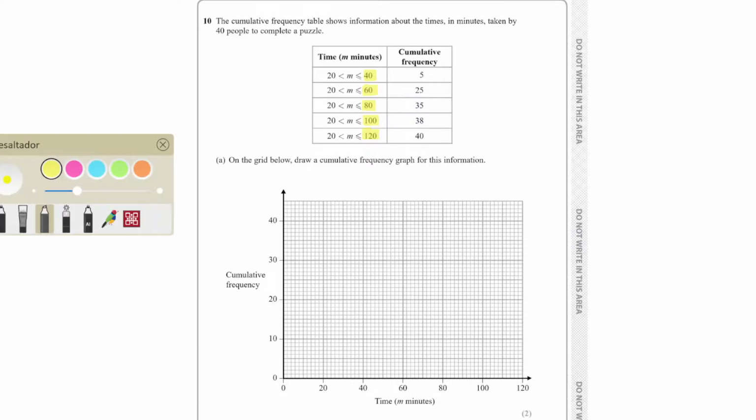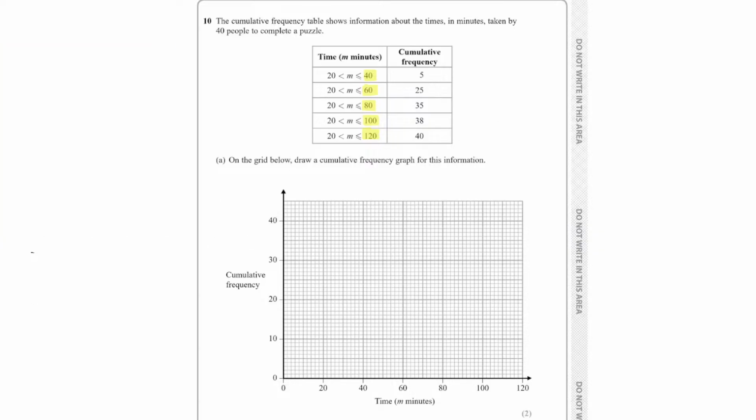You want to plot the right-hand side. Obviously at 40, just be careful, because you know how the graph has 20 here, that's normally the first point, isn't it? But in this case they're starting at 40, so just be careful of that and double check the scale. So that's 5. Then at 60 you're at 25, just here, and then at 80 you're at 38, which is there, and then 40 is obviously for the 120. Obviously try and join that up.